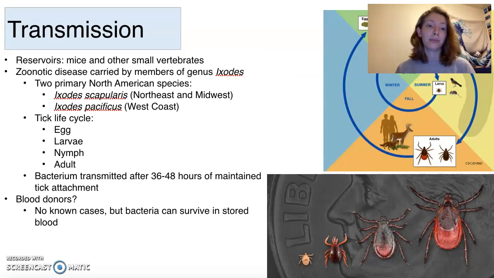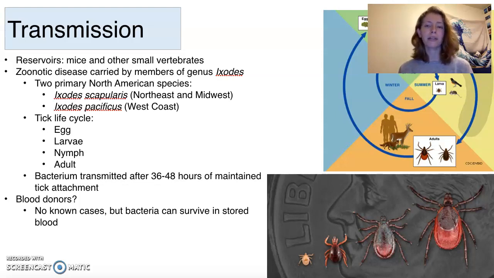Lyme disease is a zoonotic disease. So the reservoirs are mice and other small vertebrates. And then the vectors from the genus Ixodes, they feed on the reservoirs and then they start carrying the bacteria and they can transmit it to other hosts later that they feed on. So the two primary North American species are Ixodes scapularis, which is in the Northeast and Midwest, and Ixodes pacificus, which is unsurprisingly along the West Coast.